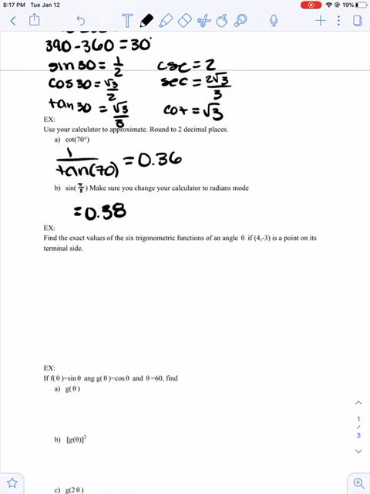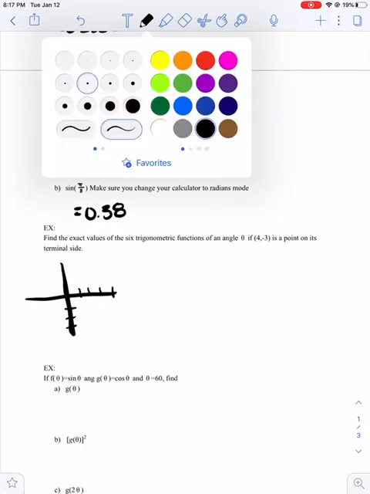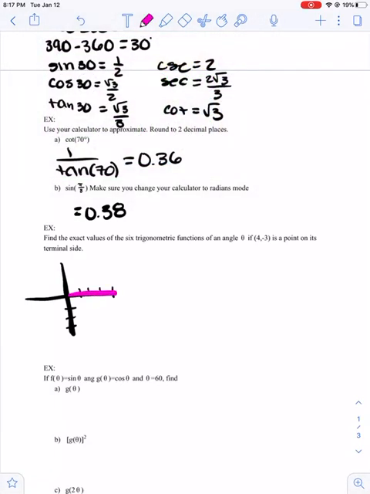Okay, next we are given a point, and we have to find the 6 trigonometric functions. So here we have a point, so we're going to draw our quadrant plane, and then we're going to go to 4, 1, 2, 3, 4 in the x direction, and then -3 in the y. So 4 in the x, and it's going to look like this in pink. So 4 in the x, 3 in the y. And then we need to connect our triangle here. We have this right triangle. So we went 4 in the x and then -3 in the y.